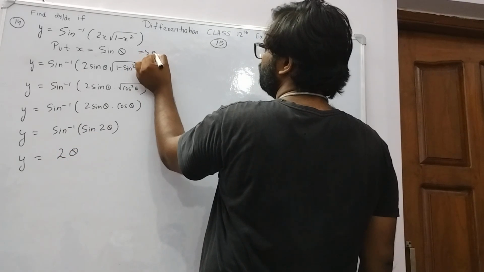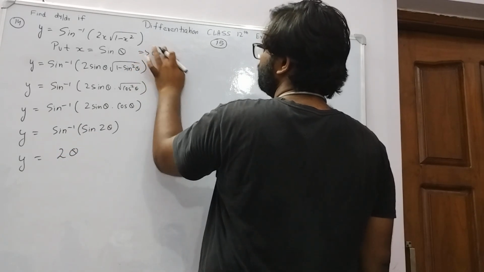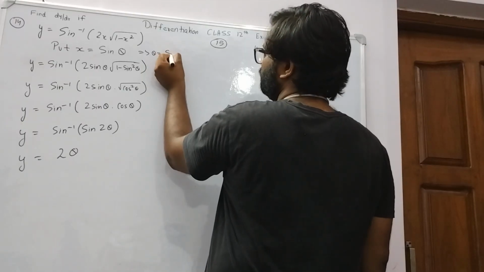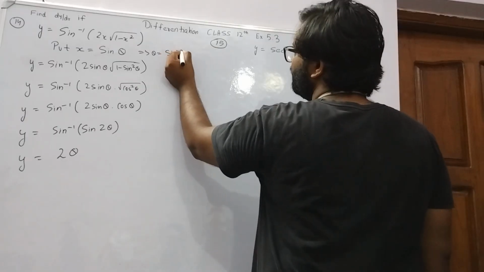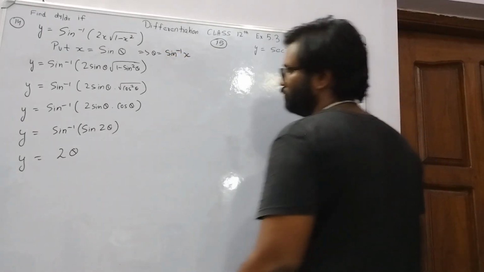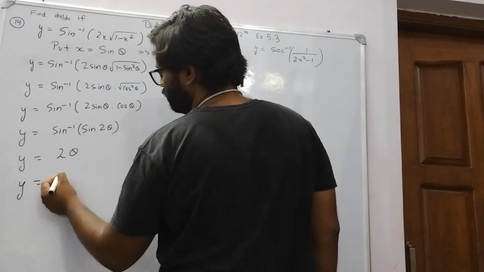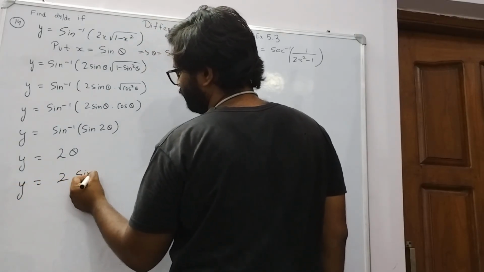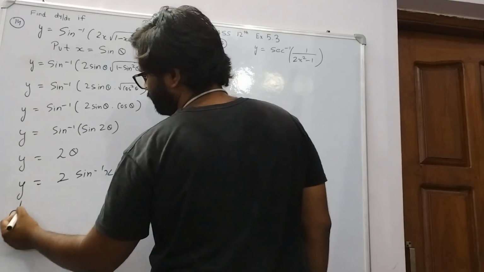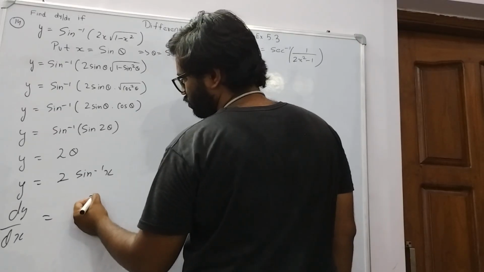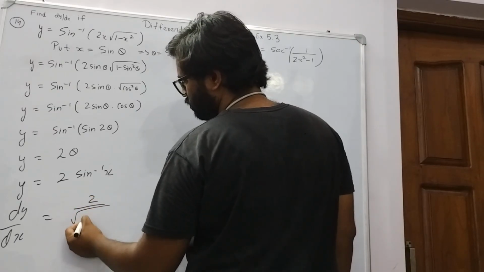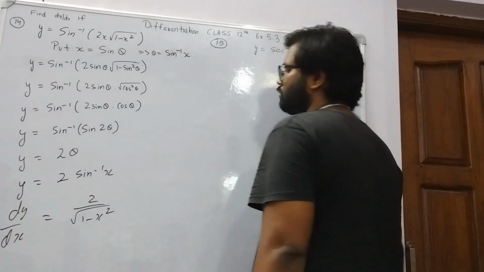And from here we can say theta is equal to sine inverse, not tan inverse. We have replaced it, but okay, it's sine inverse x. Now what will we do? y is 2 sine inverse x. So on differentiating we'll get 2 upon under root 1 minus x square.